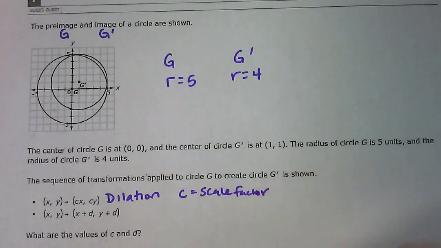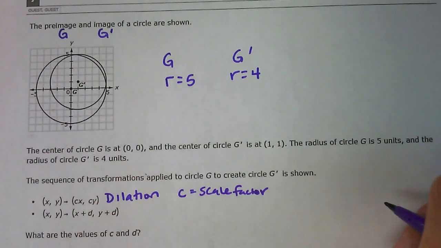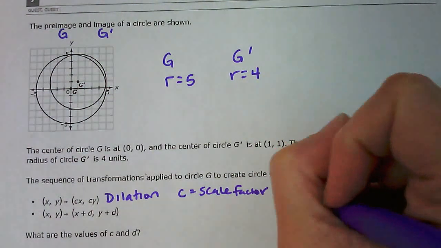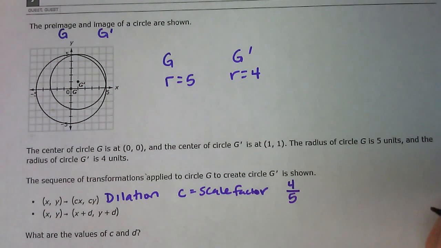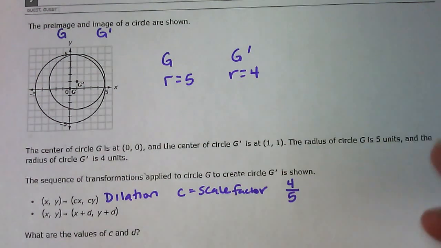So if I'm getting smaller, I know I have to put the smaller number on top and the bigger number on bottom, because I can get smaller if the fraction is a number that's less than 1. If my circle was getting larger, then I would put the bigger number on top and the smaller number on bottom, because I have to multiply by a number greater than 1 to get larger. So this is my scale factor, this is my C.